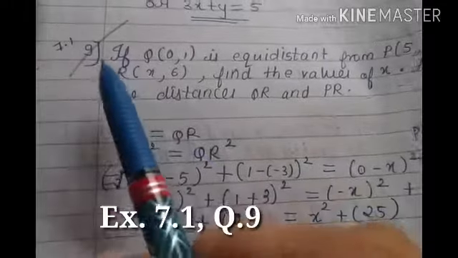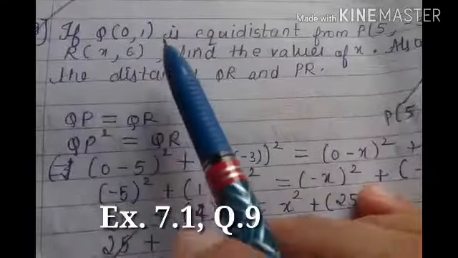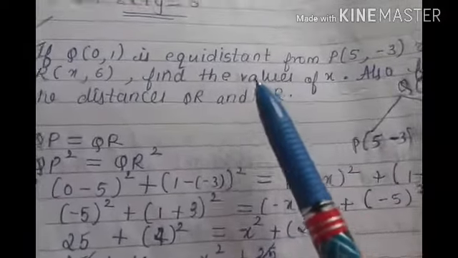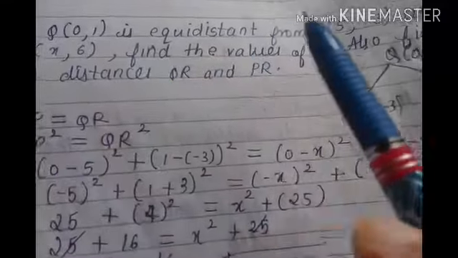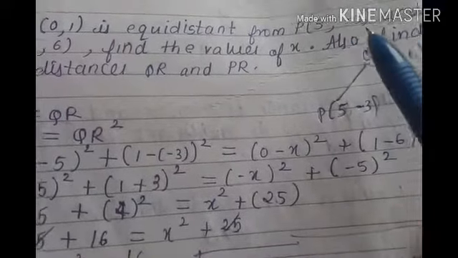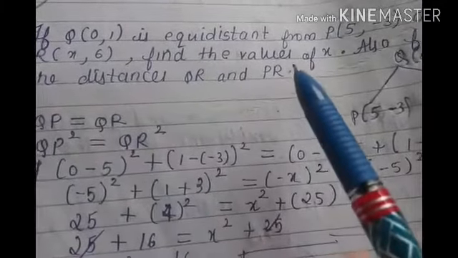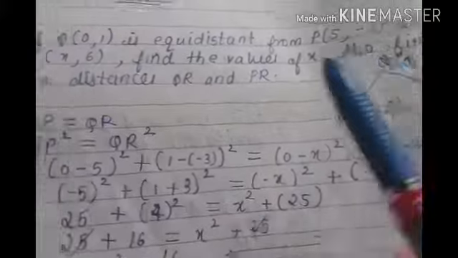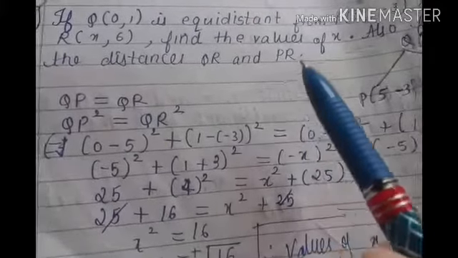Question number 9 from exercise 7.1 is a similar kind of question. If Q(0, 1) is equidistant from P(5, -3) and R(x, 6), find the values of x. Also find the distances QR and PR.